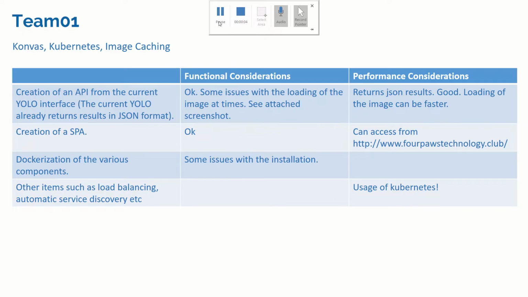As you can see, team 1 really did things that were really, really different. For example, they did Kubernetes in order to store the various YOLO containers. They did Convars for the rendering of the images. They also did image caching in order to make certain things a bit faster. The only regret that I had was a bit of issues with the installation of the Kubernetes, but other than that, I think they did a really, really good job.